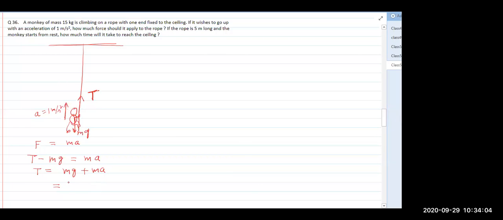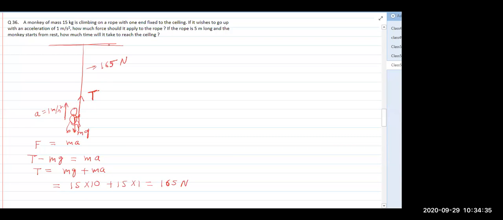So m is how much? m is 15, g is 10, and a is 1. So what we are getting is 15 into 11, which is 165 Newton. So the tension here will become 165 Newton, which is developed in the string.